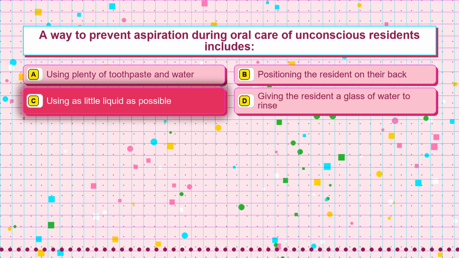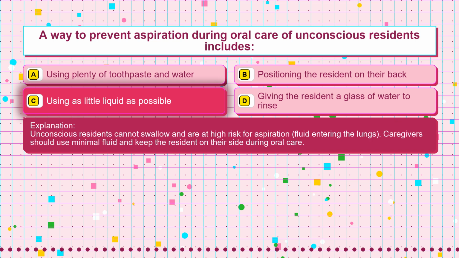The correct answer is option C. Using as little liquid as possible. Unconscious residents cannot swallow and are at high risk for aspiration, fluid entering the lungs. Caregivers should use minimal fluid and keep the resident on their side during oral care.